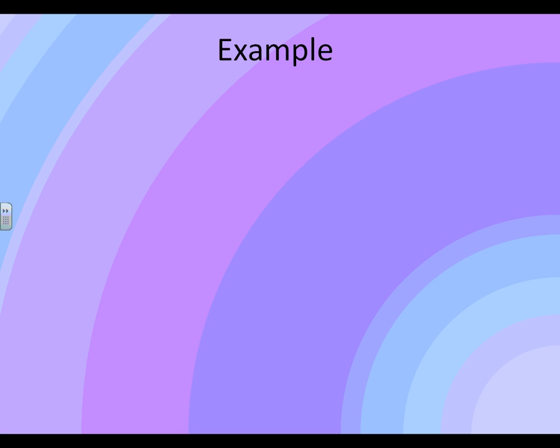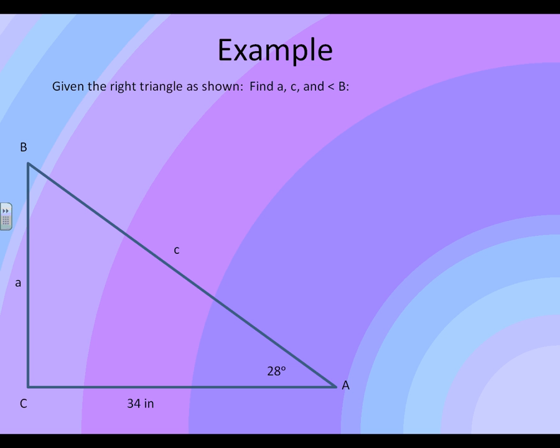So let's look at an example of this. We're given a right triangle as shown, and the parts we do not know are side A, side C, and angle B.